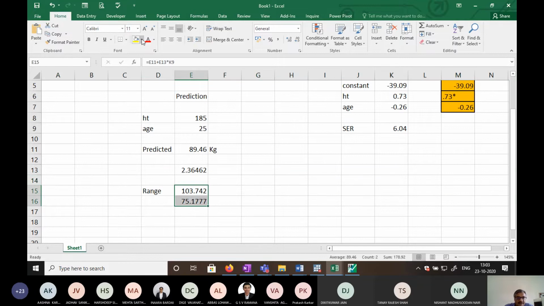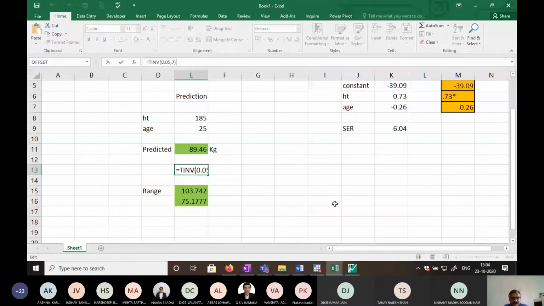Instead of talking about one single value of the estimate or the forecast value, let's have a range. This is the point, and this is the range. If this fellow would like to be healthy, his weight should be in this range, or for point estimation it should be close to 90 kg. I'll repeat what I have done.